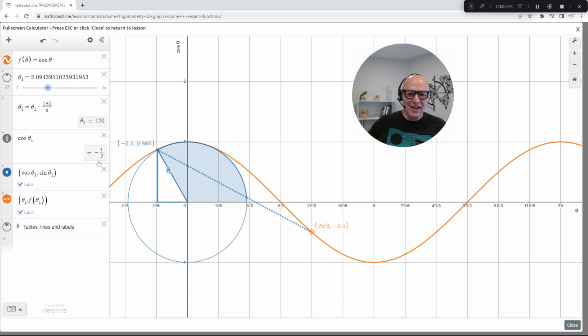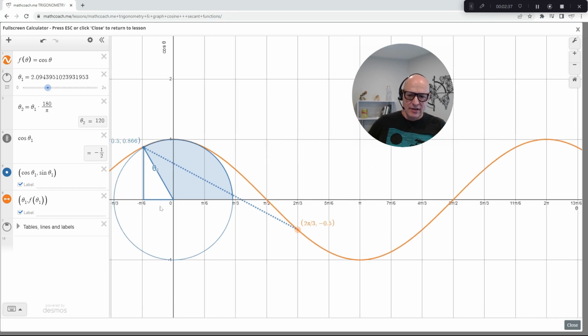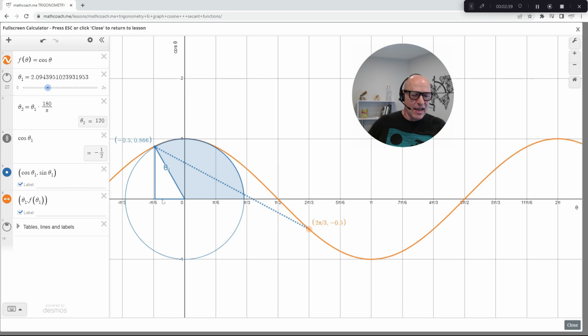However, this is showing negative 1/2 because cosine of an angle is the adjacent side over the hypotenuse. Well, the adjacent side is here on my theta axis, my x-axis. Okay, and it is negative. This is my negative x-axis. So it is negative 0.5 divided by 1, and that's why it's minus 1/2.